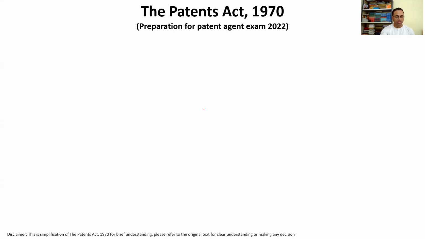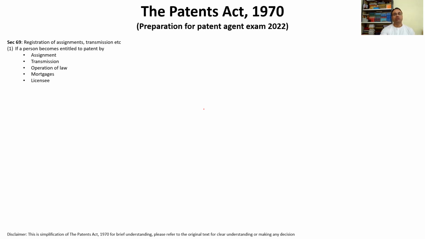Next is section 69, registration of assignments and transmission. If a person becomes entitled to a patent by assignment or transmission of right, or by operation of law, for example, if a person died and then another person becomes mortgagee or licensee, then that person should apply in writing for registration of title or his interest, meaning he has to apply in the patent office in writing.